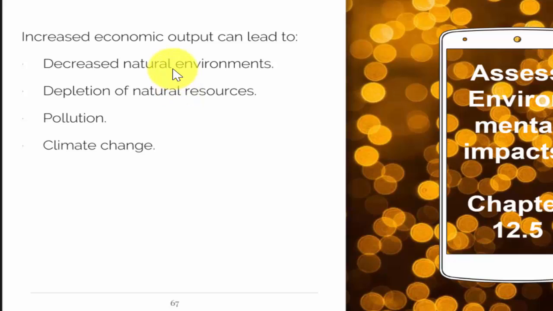In terms of our taking up natural environments and extracting natural minerals, we've got lots of pollution in terms of extracting them, transporting them, manufacturing them into something else. That leads to a lot of pollution, which obviously also leads to climate change.